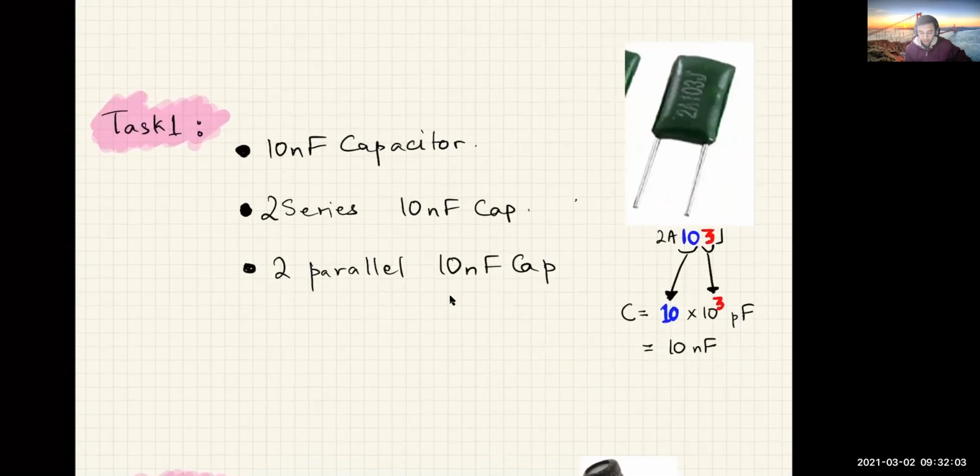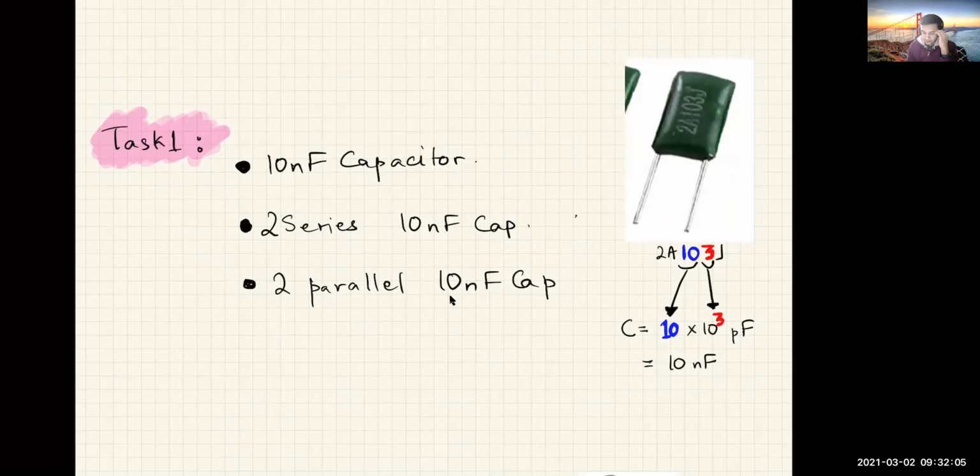Okay, so in task one, you're going to estimate the capacitance of a 10 nanofarad capacitor. In the second round, you're going to measure the capacitance of a series combination of two 10 nanofarad capacitors. And then next you're going to measure the capacitance of a parallel combination of two 10 nanofarad capacitors. So the DUT in each case is different.